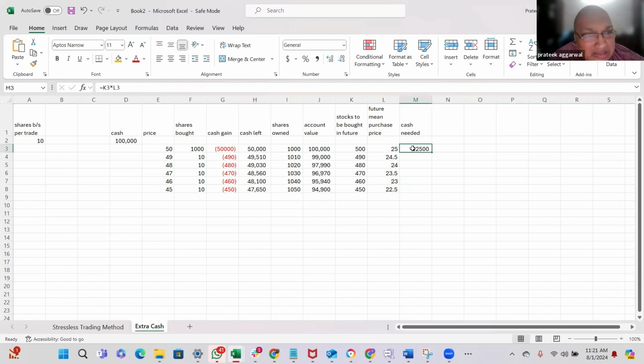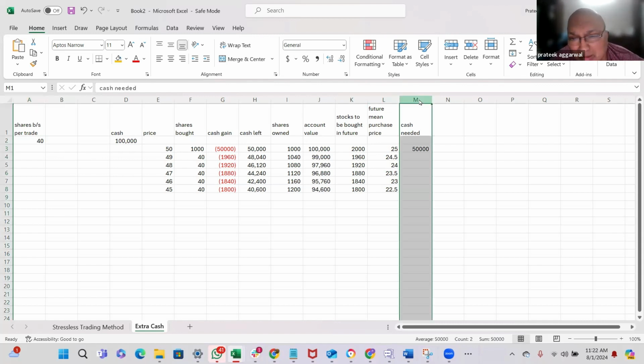This number is just a function of K3 and L3. K3 is the number of stocks I want to buy and average purchase price. Average purchase price is not going to change if I change the number of stocks I buy, because the average purchase price story remains the same. It is distributed equally between the different prices that I'm buying at, right? So the only thing I need to change is my number of shares bought. And if I, instead of 10, made it 40, let's say, then suddenly my cash needed becomes the same as my cash left. Correct.